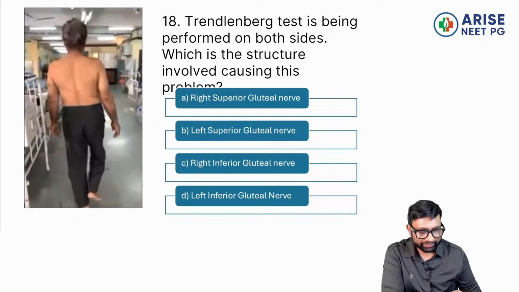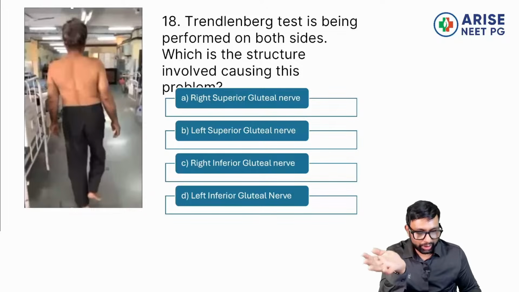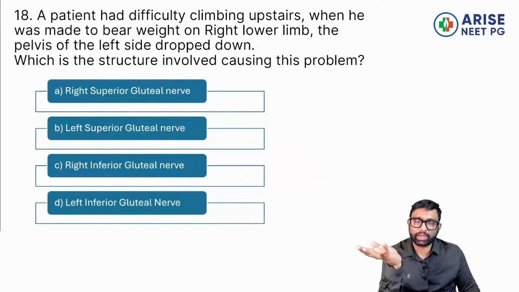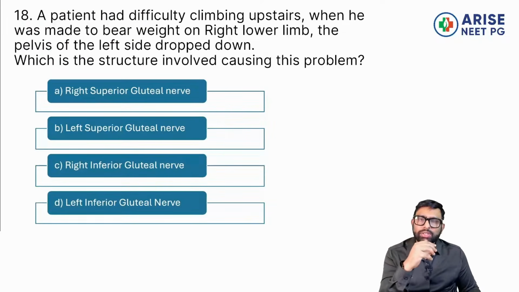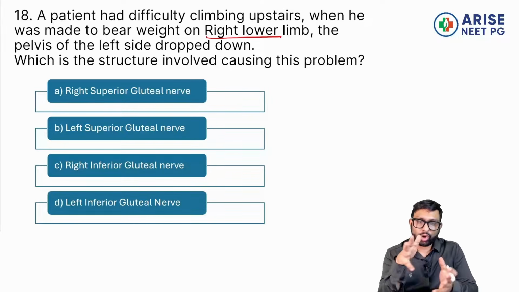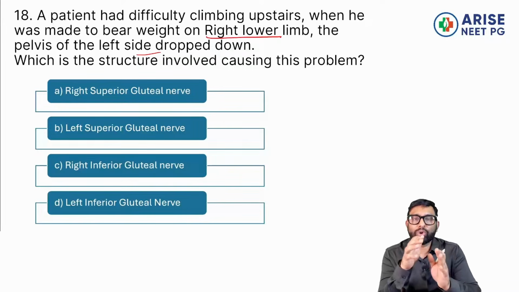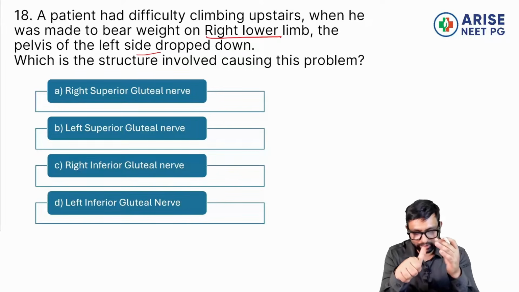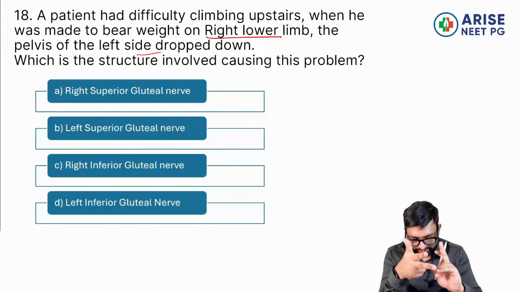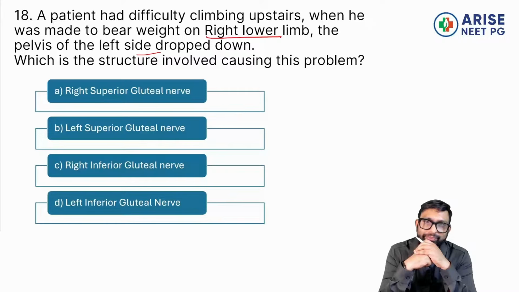Another way: this is the way I expect questions to come in the present exam. In your previous exam, this was the question that was asked. Again the same question, just without video; they've given you words. A patient has difficulty climbing stairs. When he was made to bear weight on the right lower limb, the pelvis dropped on the left side. Which structure is involved here? Is it the right superior gluteal nerve, the left superior gluteal nerve, the right inferior gluteal nerve, or the left inferior gluteal nerve?